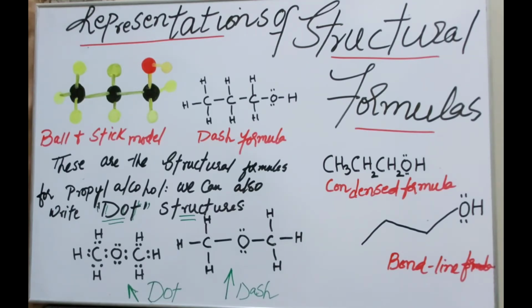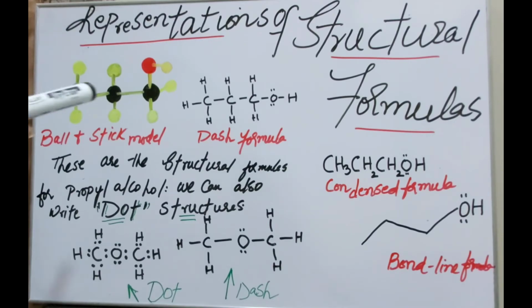Now here, if we see the ball and stick model, that is again the first one, of propyl alcohol, and compare it with the other two, the dash and condensed forms, we can see that the atoms connecting the chains are straight, whereas the ball and stick model represents a 3D structure.